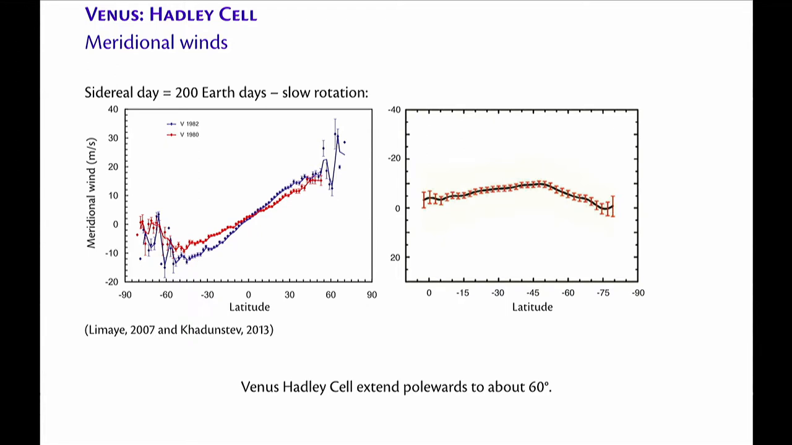If you apply the theory in our simulations, we would expect it actually to go even further polewards than 60 degrees, but it doesn't. The real Venus stops at about 60. And here's another set of observations of the meridional wind, here going to about 45 or 50 degrees. Okay, that's the end of the Hadley cell, more or less.